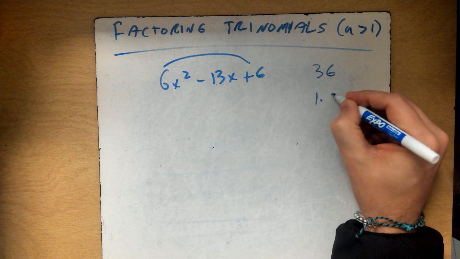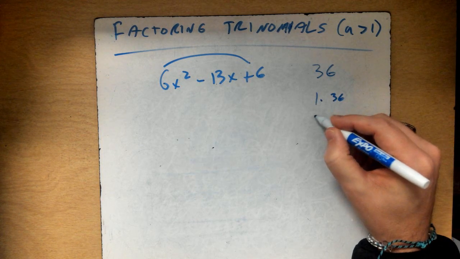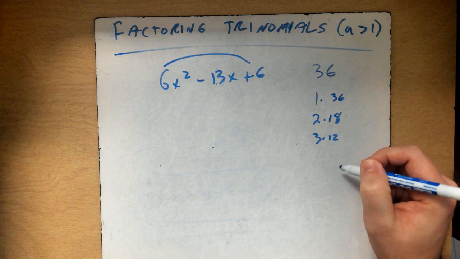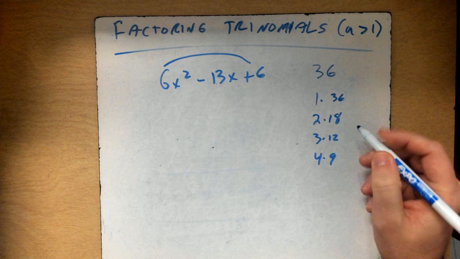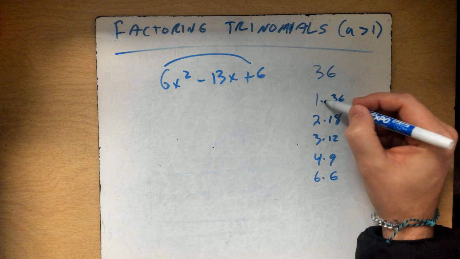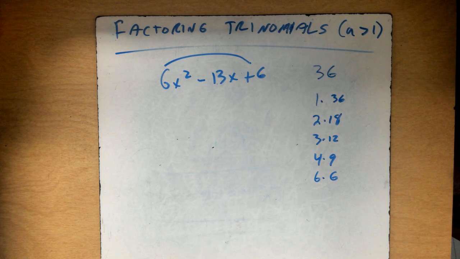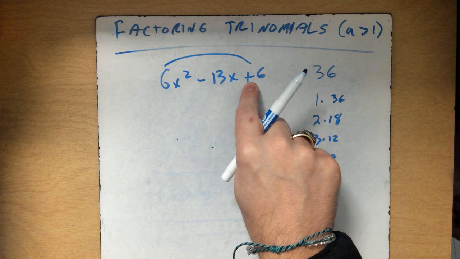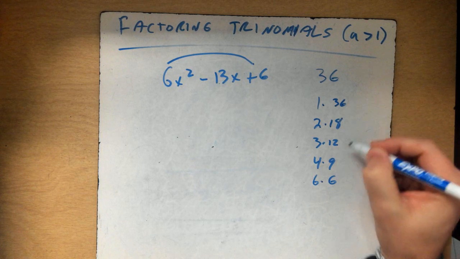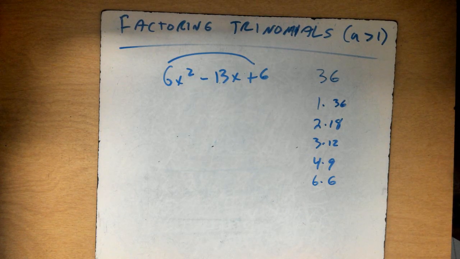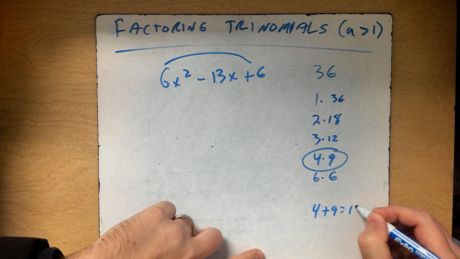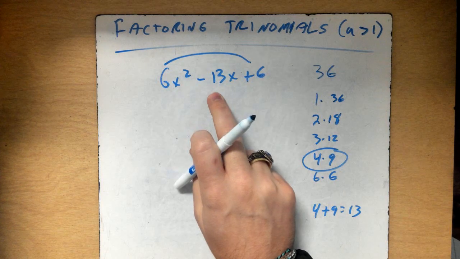So I have 1 times 36. I have 2 times 18. I have 3 times 12. I have 4 times 9. I have 6 times 6. All of these things multiply to 36. Now, if you look, I have a plus here, which means you have to add to 13. So which one of these numbers, when you add it, gets us 13? Well, that would be this one here, because 4 plus 9 equals 13. And that's what I want.